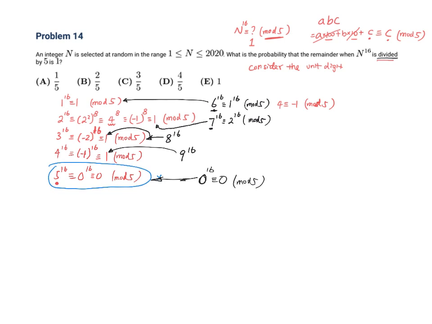We already know that as long as the last digit is not 0 or 5, then this n to the 16 should have remainder 1 when it is divided by 5. Isn't that a 4 out of 5 chance that's happening? Is that right? Basically 8 out of 10, which is 4 over 5. So this is one way to do that.